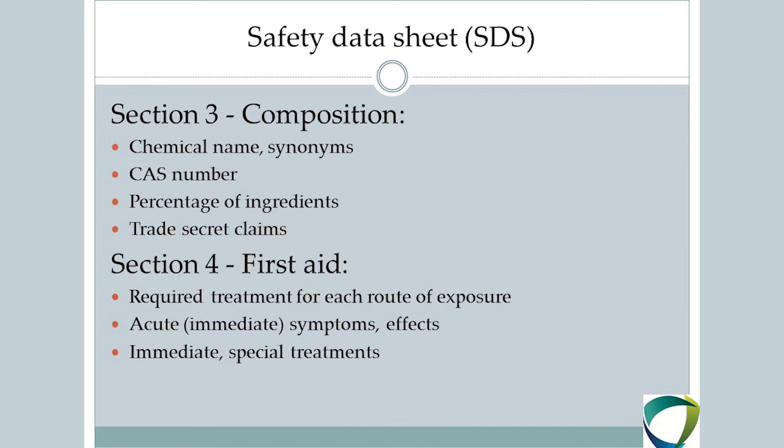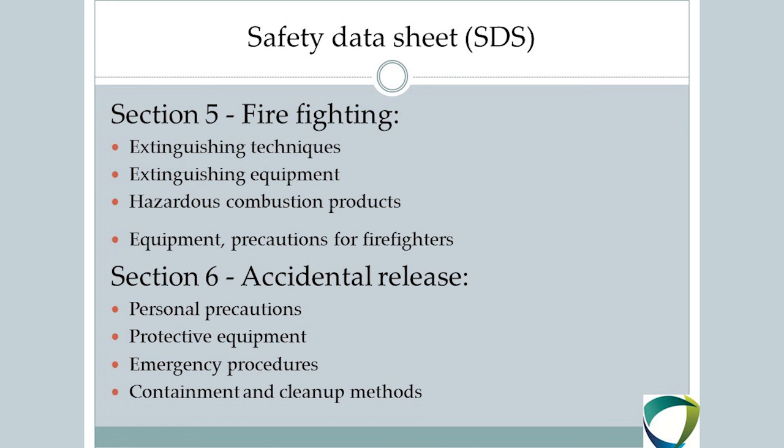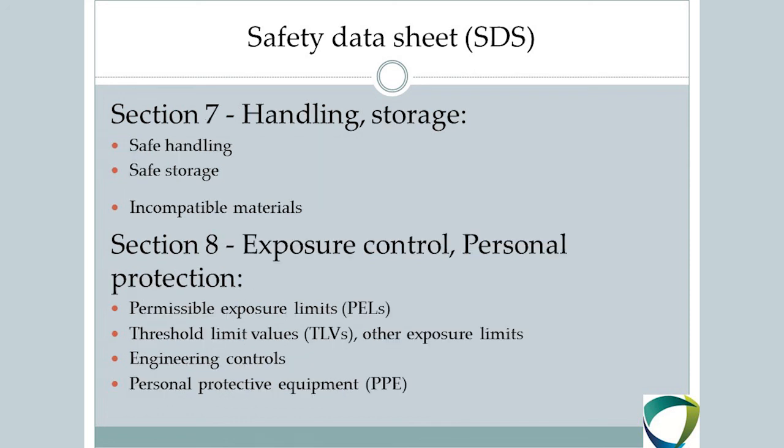Section 4, first aid measures, includes necessary measures for each route of exposure, important acute or delayed symptoms and effects, and any immediate or special treatment requirements. Section 5, firefighting measures, lists suitable extinguishing techniques and equipment, hazardous combustion products, and special precautions for firefighters. Section 6 discusses accidental release measures and lists personal precautions, protective equipment, emergency procedures, and proper methods and materials for containment and cleanup. Section 7 is regarding handling and storage.